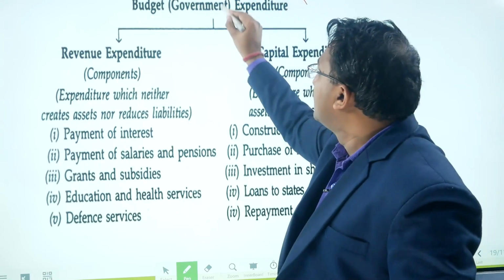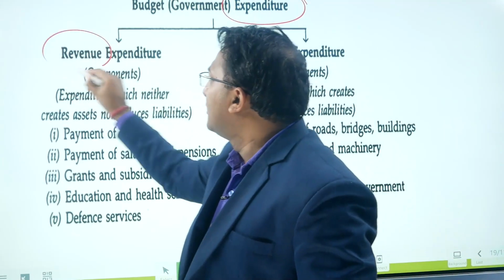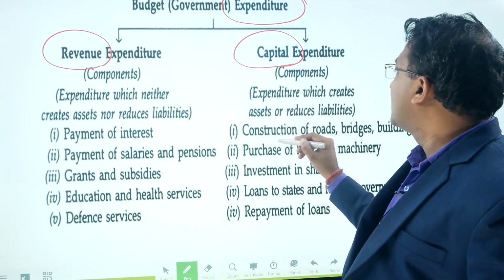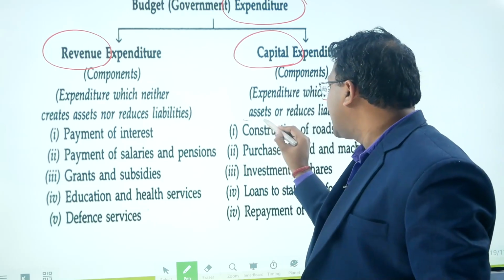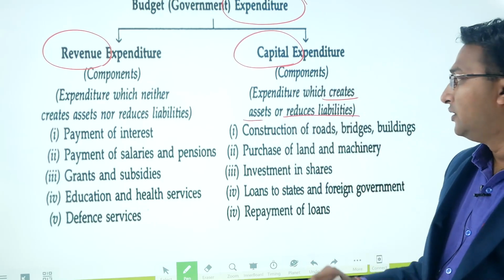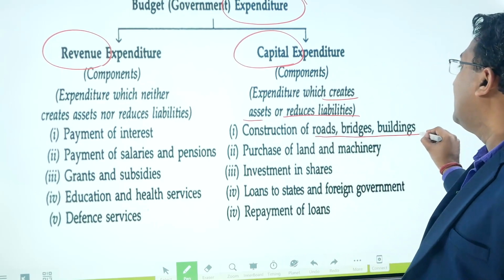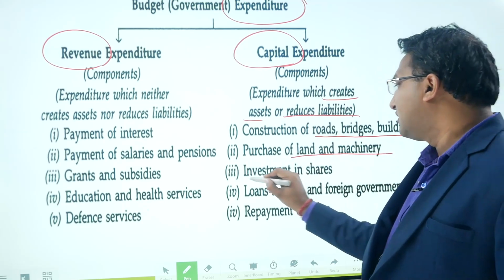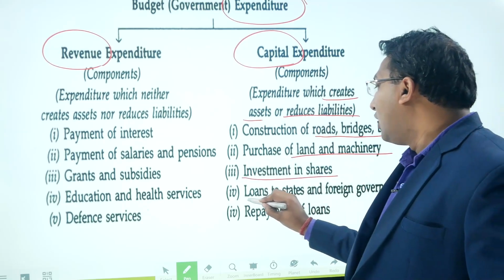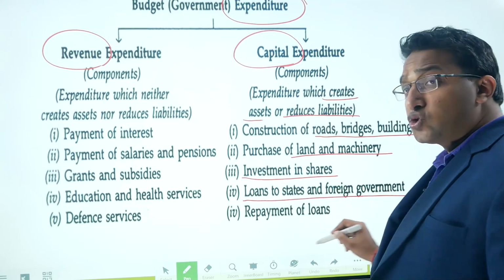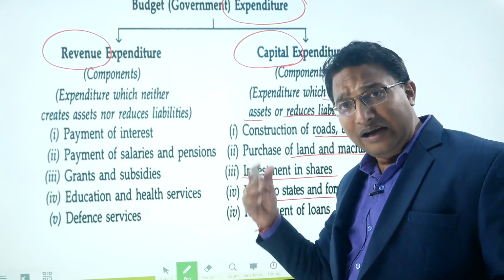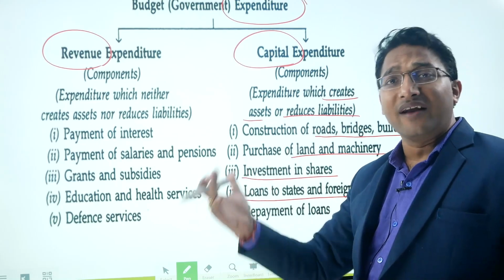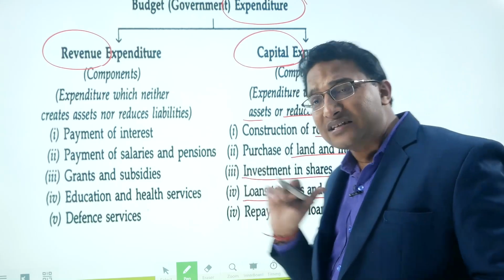Then we have the expenditure part. In the expenditure we have revenue expenditure and capital expenditure. As I already told you, capital expenditure either increases the asset or reduces the liability. Construction of roads, bridges and buildings is creation of asset. Purchase of land and machinery, creation of asset. Investment in shares, creation of asset. Loans to states and foreign governments are also creation of asset. It is not that they are building something physical, but they have the right to collect it back. So it is also an asset.